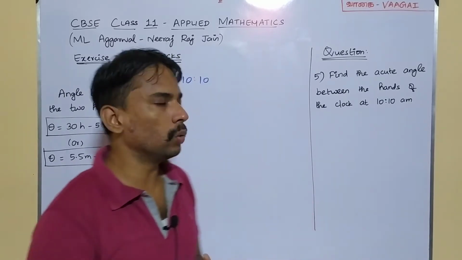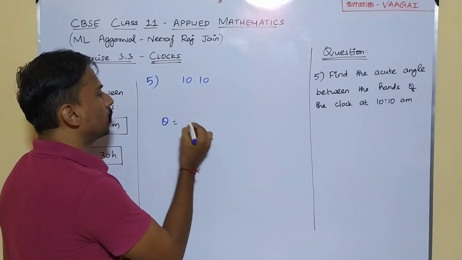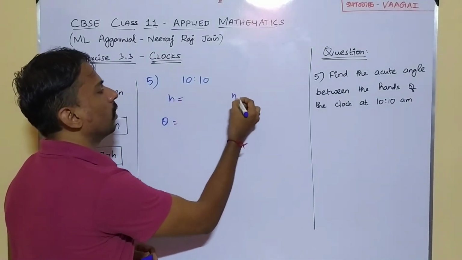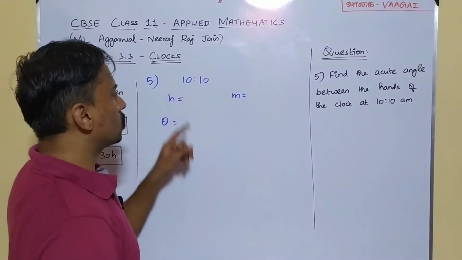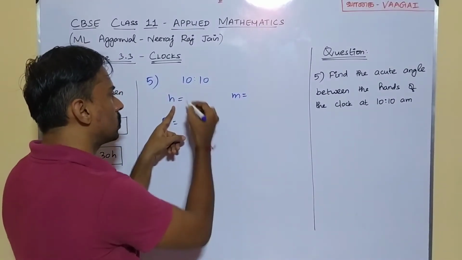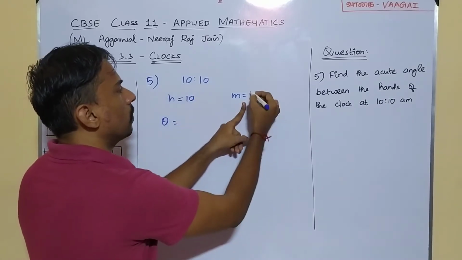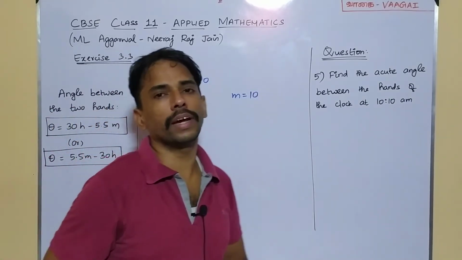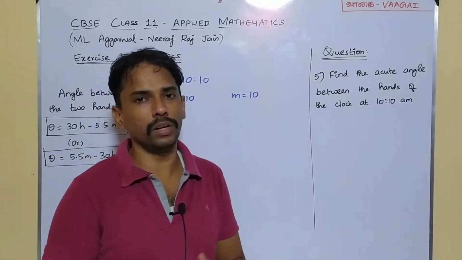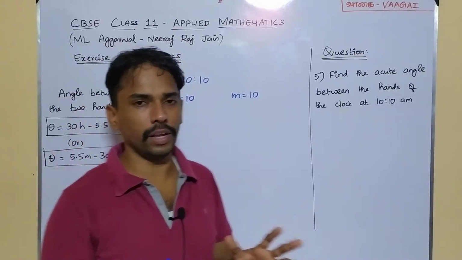So we need to find the value of theta. Yes, and here the H value and M value are very directly given. So 10:10, that means H value is 10 and M value is also 10. Here H stands for hours and M stands for minutes. So each of them is going to be 10 only.